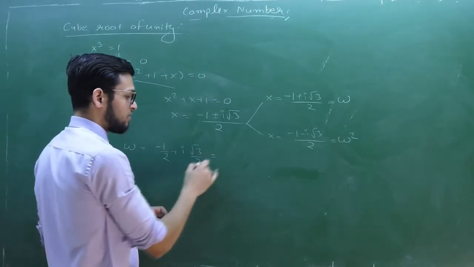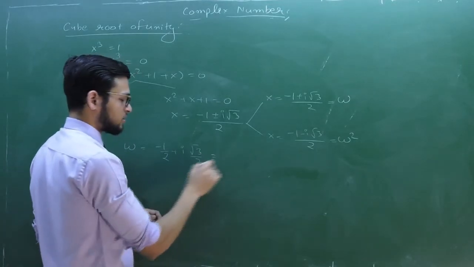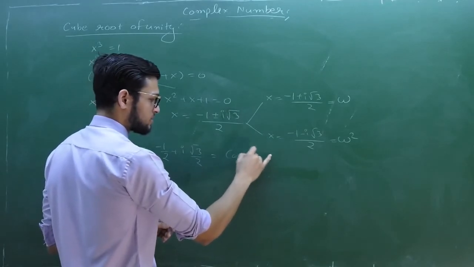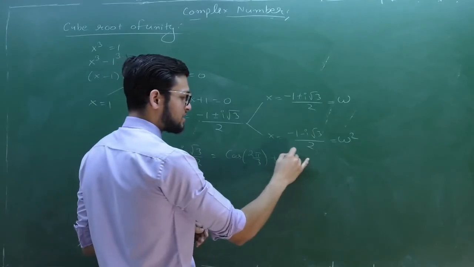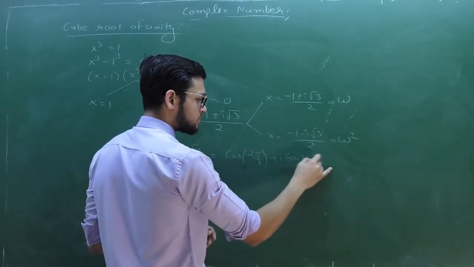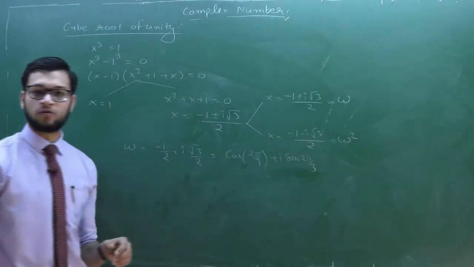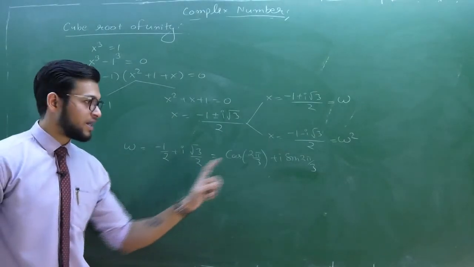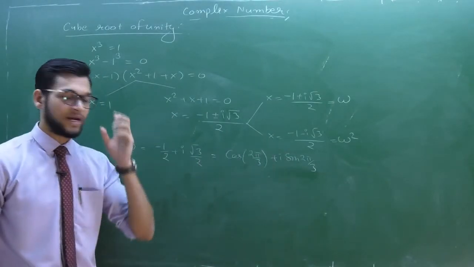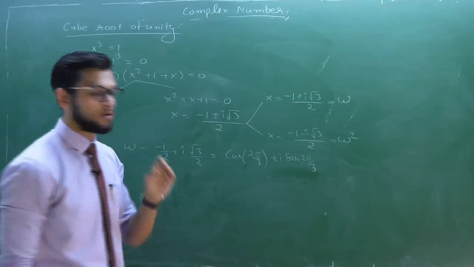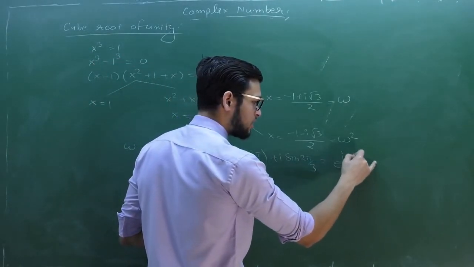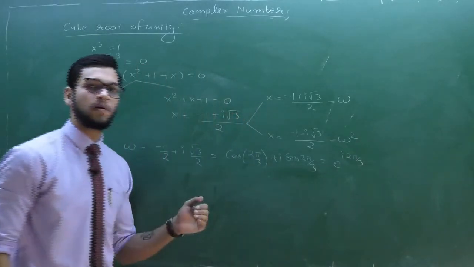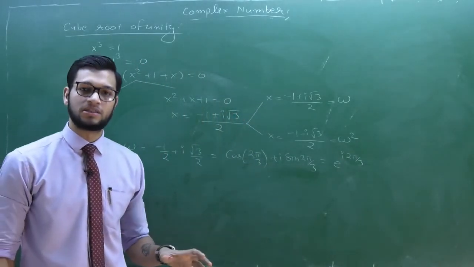Now, as we all know, cos of 2 pi by 3 is equal to minus 1 by 2 and sin 2 pi by 3 is equal to root 3 by 2. And cos theta plus iota sin theta will definitely equal e to the power iota theta. So this term will equal e to the power iota multiplied by 2 pi by 3.